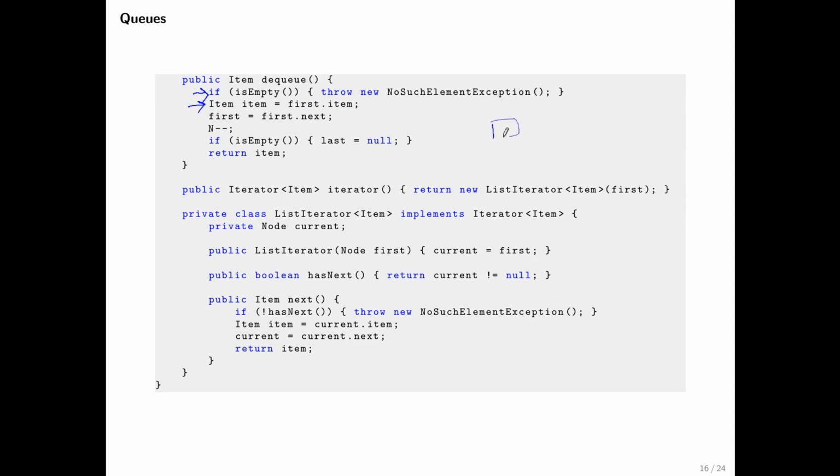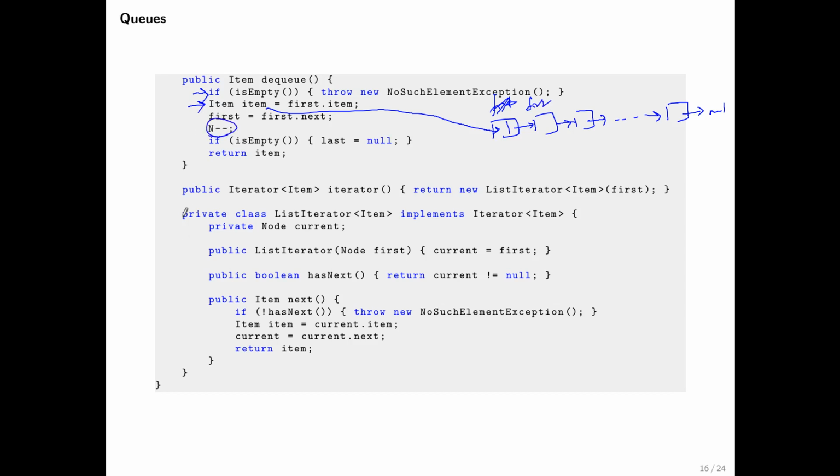Okay, so it is as if you have something like this, and first points to that guy. So what we do is we grab the item in here and store it in this variable. So this item here is pointing to this guy here, and then we simply say the new first is first dot next. So first now points to that, right? And since we removed something from the linked list or the queue, we decrement n by 1.